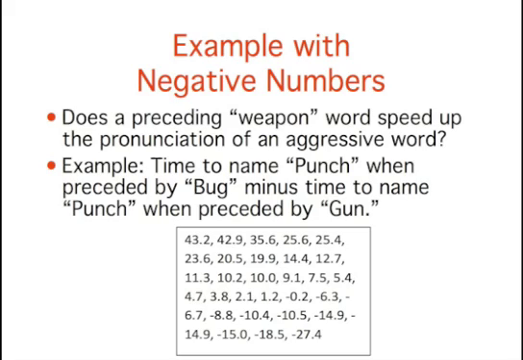A positive difference implies greater priming of the aggressive word by the weapon word. Negative differences imply that the priming by the weapon word was less than for a neutral word. You see that the numbers range from 43.2 to -27.4. The first value indicates that one subject was 43.2 milliseconds faster pronouncing aggressive words when they were preceded by weapon words than when preceded by neutral words. The value -27.4 indicates that another subject was 27.4 milliseconds slower pronouncing aggressive words when they were preceded by weapon words.